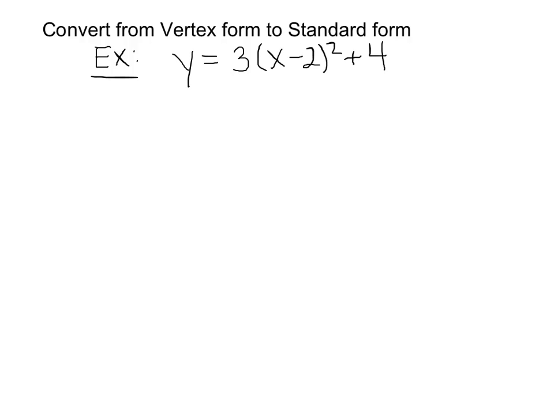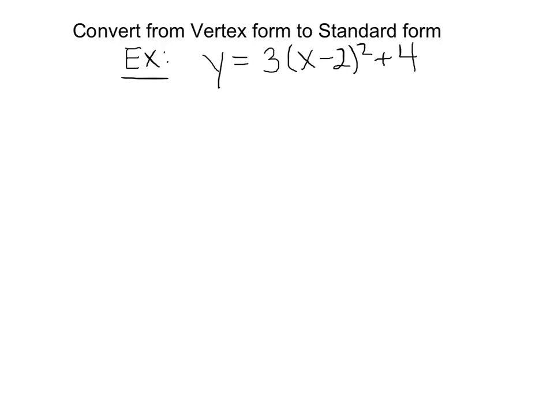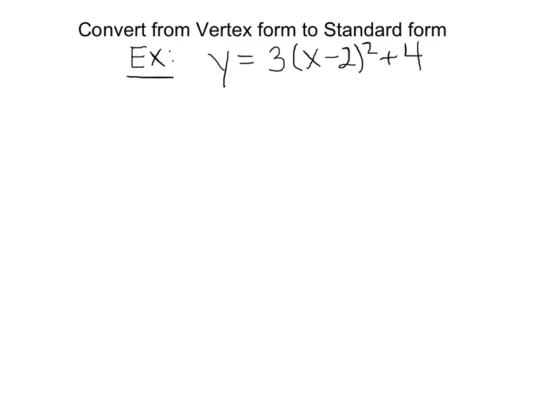Now this is going to require that you remember back to multiplying a binomial squared, which is this one right here. When we multiply a binomial squared, we taught you using the box method. So let's look at that. I'm going to bring down my 3, and then remember, anytime you have a binomial squared, you're going to write that down twice. So x minus 2 times x minus 2. And then we have our plus 4 on the end here.